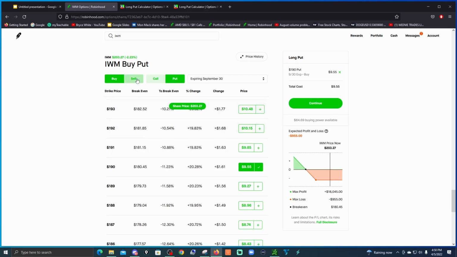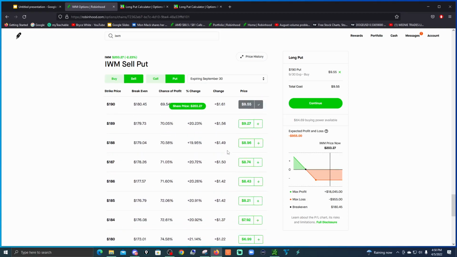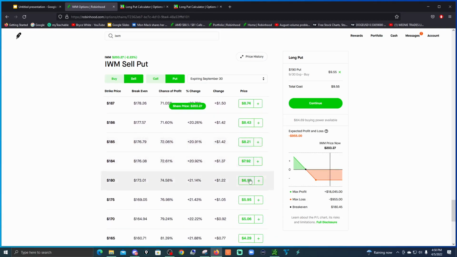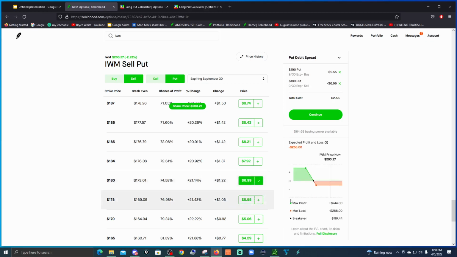So at the same time, I'm going to sell a put, and I'm going to scroll down, and I think the IWM maybe won't go too much lower than $180 per share. So I'm going to sell that put. And as you can see, it says minus right there. So I'm collecting a credit for that, making it just a smaller cost of $256. So now our max loss is $256 and our max profit is $744. And as long as the IWM is at that short strike, $180 per share or lower, you get that maximum profit of $744.